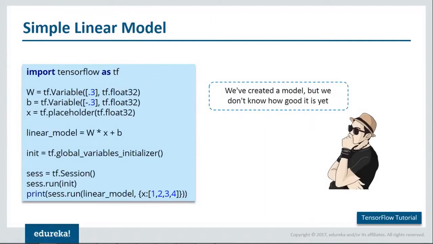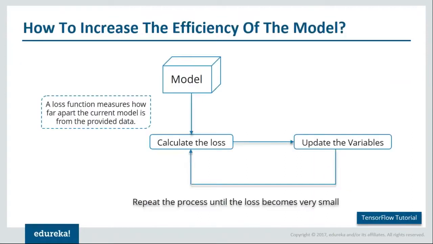But we don't know how good it is yet. Obviously we cannot increase the efficiency without knowing the error. Let's understand the general flow of how we increase the efficiency. First we create the model as you have seen in the previous slide. Then we calculate the loss. Loss is basically how far our model's output is from the actual output. Then we try to reduce the loss by updating the variables. Then again we check the loss and update the variables, and this process keeps repeating until the loss becomes minimum.